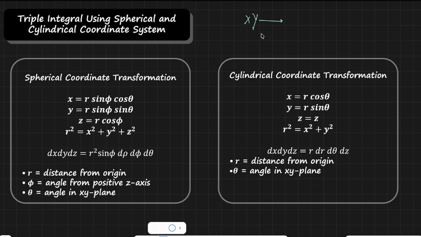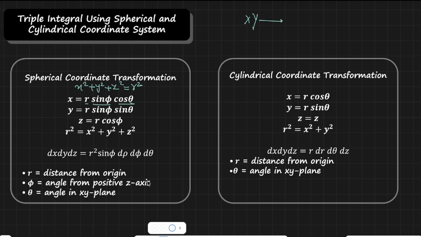We will solve both types of question, but before going to that, I will give you the transformations. Spherical coordinate system means it is related to a sphere. So it is basically x square plus y square plus z square equals r square. If this equation is given, this is the equation of a sphere. Then your x will be r sin phi cos theta.